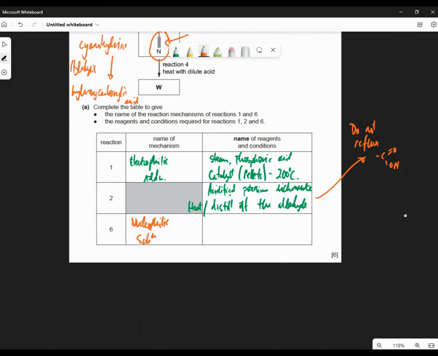And we want alcoholic ammonia in a sealed tube, and we also want heat. Okay, all right. And if it's in a sealed tube, it's under pressure, isn't it? So you could also say under pressure here, but the sealed tube kind of takes care of that. Hope that makes sense. All right.